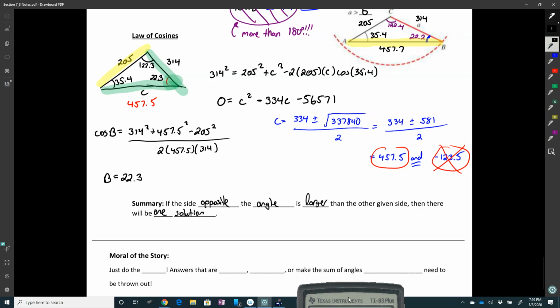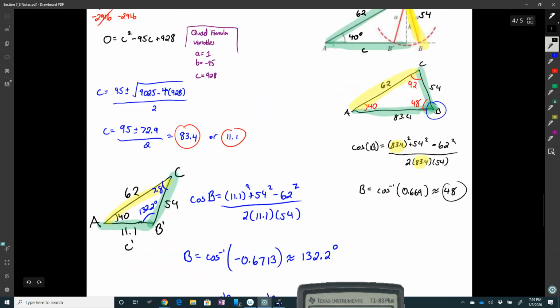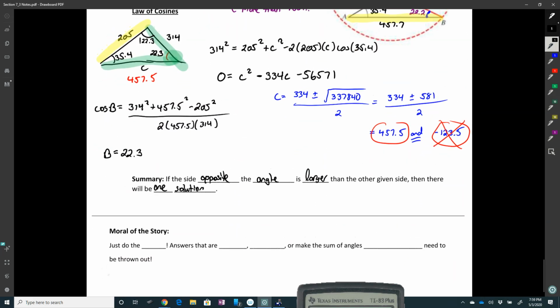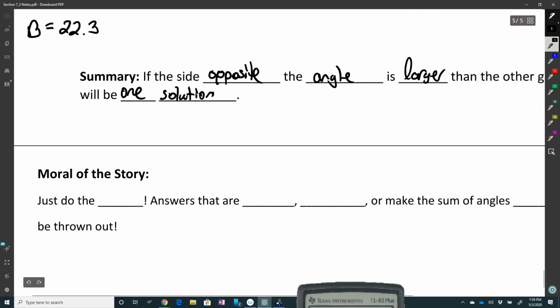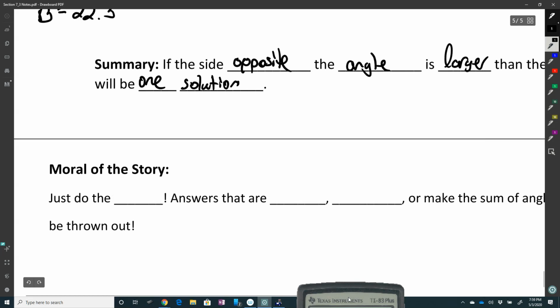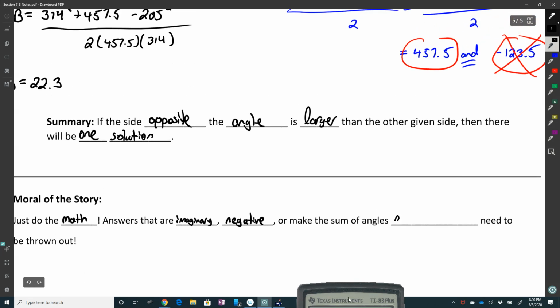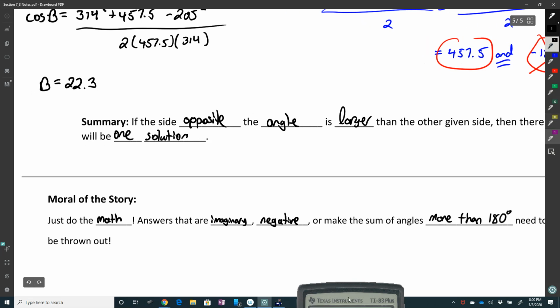Now, I don't like memorizing the different scenarios. Notice in every single scenario, all I did was do the math. The math tells you how many answers there are. If both answers are positive, you got 2 answers. If both answers are negative, then you got no answers. If one answer is positive and one is negative, you only got 1 answer. So the summary is just do the math. Answers that are imaginary, negative, or make the sum of angles more than 180 need to be thrown out. That's it.